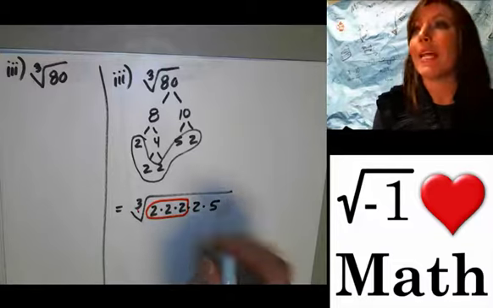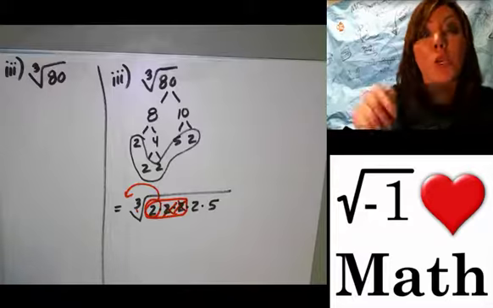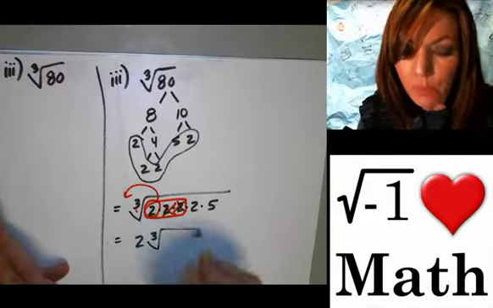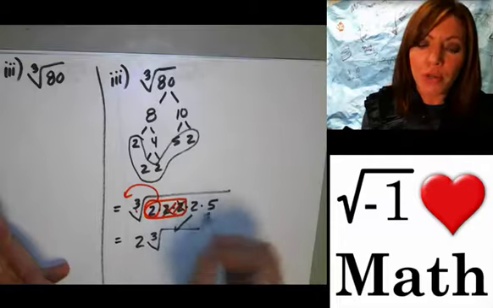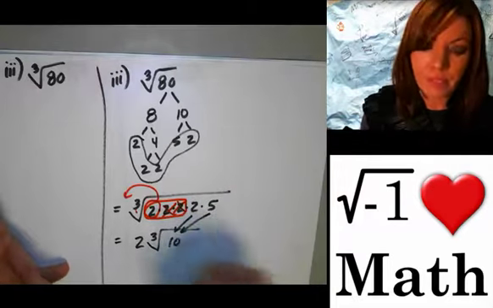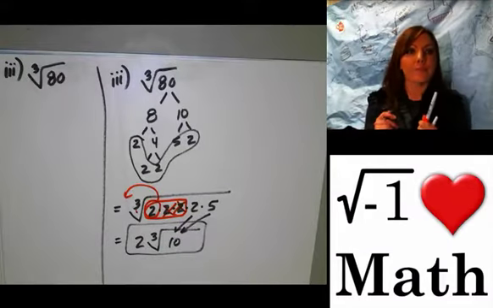Within each triplet, 2 get canceled out and 1 comes outside of the radical. I'm going to show you the other way on this too. So it's 2 cubic root of 2, and 5 both stay underneath. And what is 2 times 5 again? 10. Questions on that?